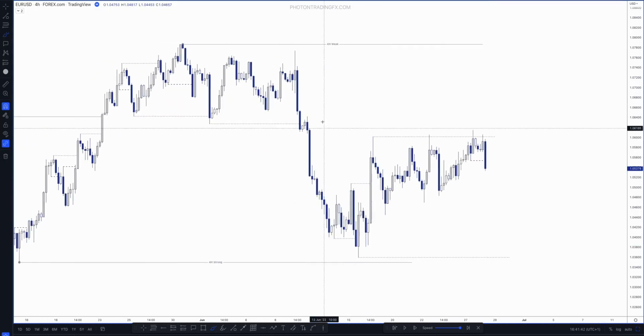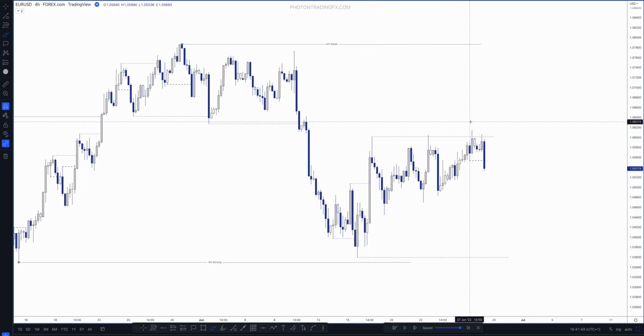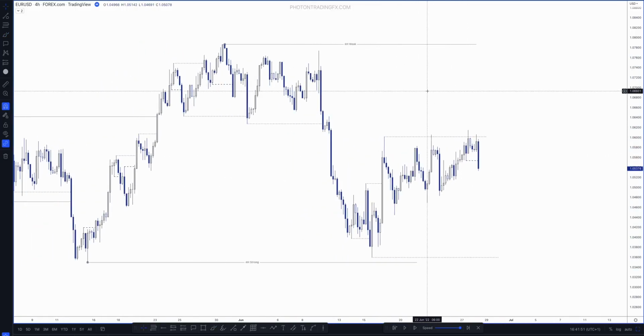Also, something a bit more discretionary, but I always say the characteristics, the nature of price action. See how impulsive this is? This is quite corrective. But yeah, let's just stick to the framework and see what happens.